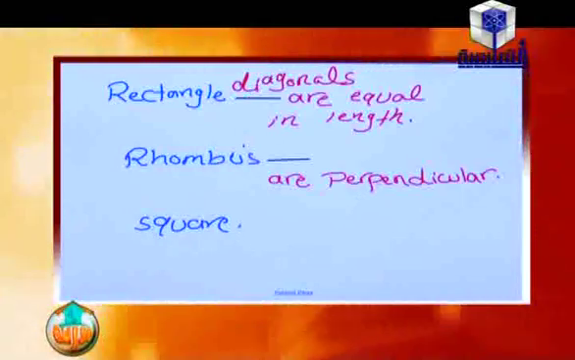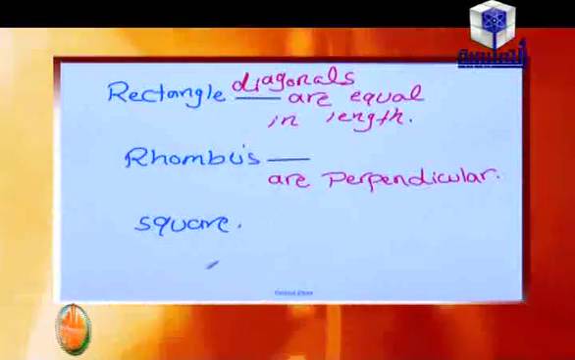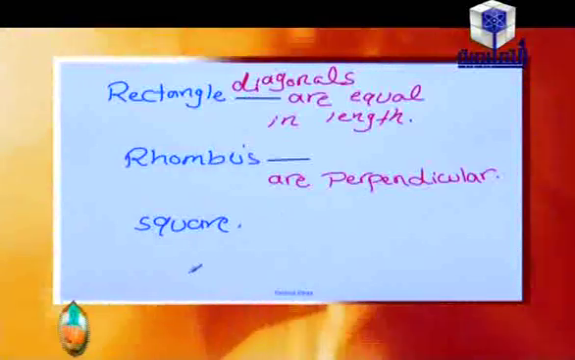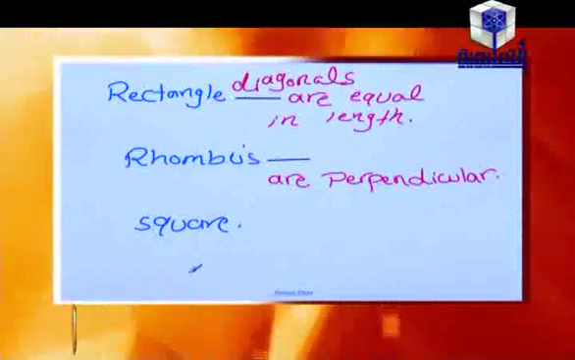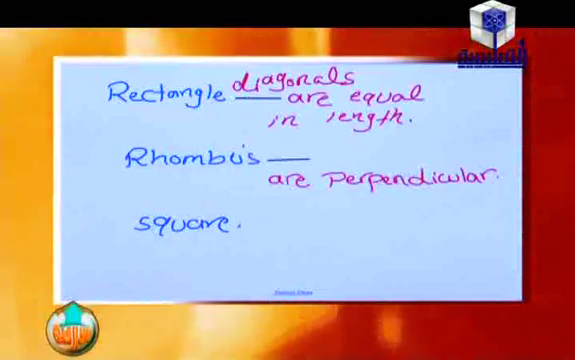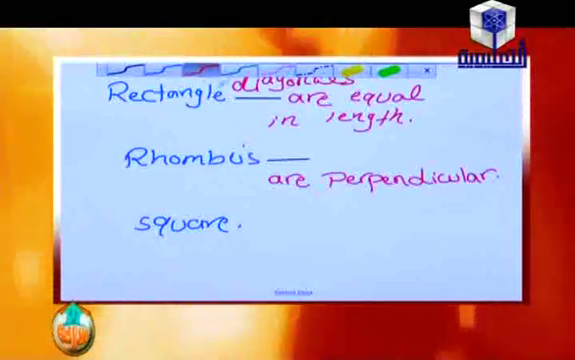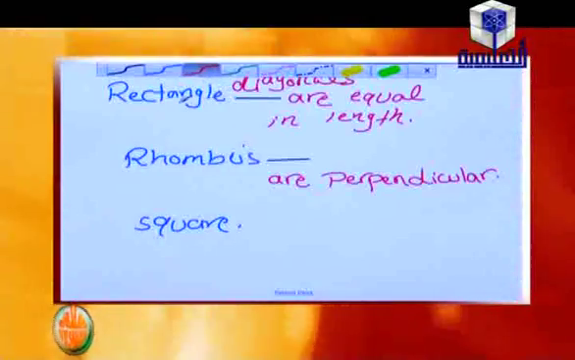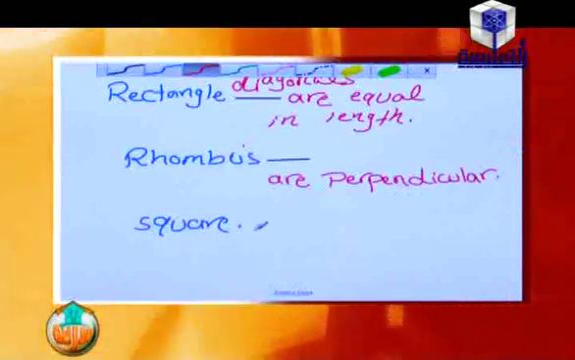But the diagonals in the square take both properties, all the properties. They bisect each other, are perpendicular, equal in length, and bisect the interior angles, like the rectangle and the rhombus. The diagonals of the square are perpendicular and equal in length, besides bisecting each other, like the parallelogram.